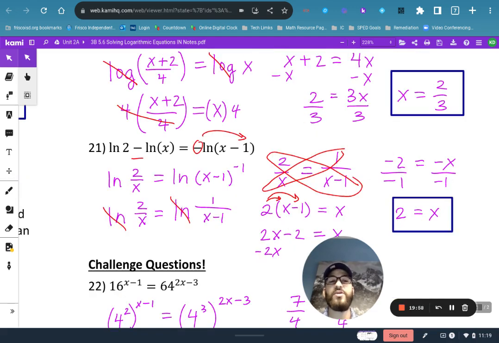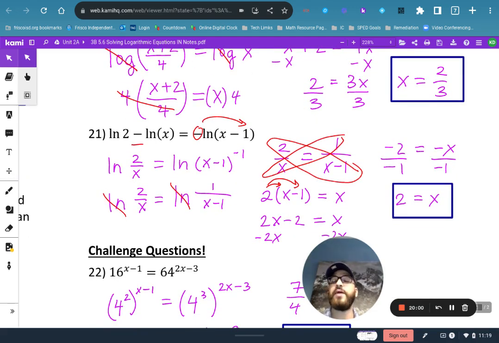21, there's one little trick to it that's a little hard. Okay, so on the left side, natural log of 2 minus natural log of x. Combine those logarithms into a single natural log of 2 divided by x. Over on the right side, though, we have that negative in front. So I need to bring it in and make it a negative first power. So natural log of x minus 1 to the negative first is the same as the natural log of 1 over x minus 1. That negative 1 power is going to send the x minus 1 down to the bottom. Then I have natural log and natural log, cancel out on both sides.